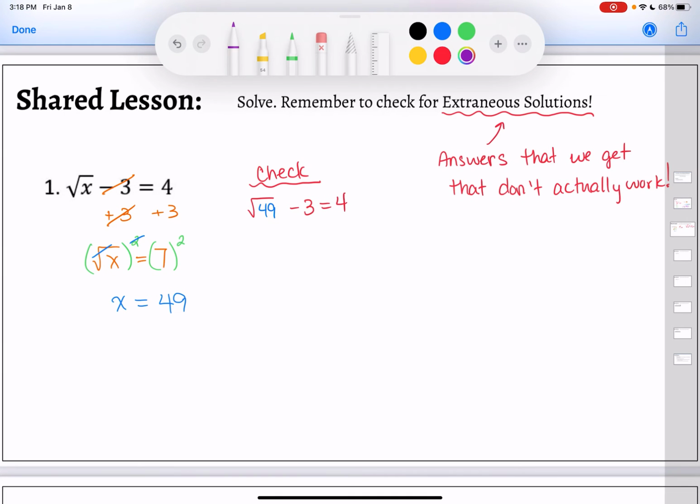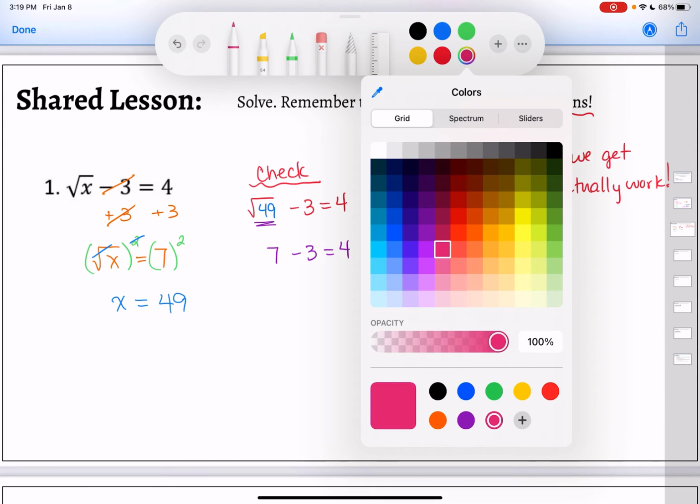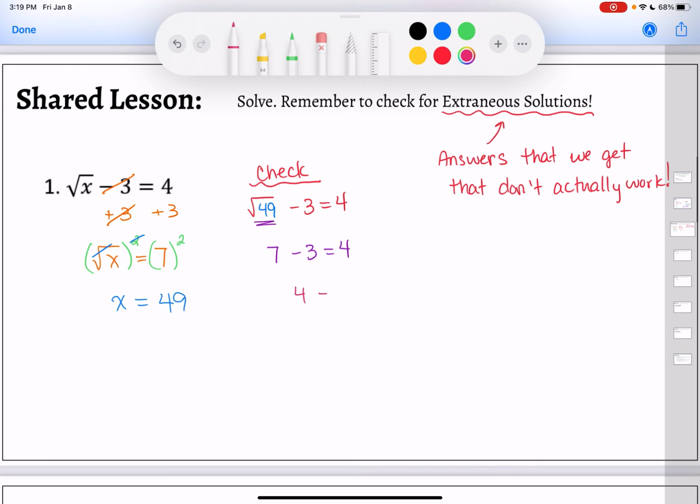So square root of 49 would be the thing that I do next. Square root of 49 is 7. So I'll have 7 minus 3 equals 4. 7 minus 3 is 4. So I have 4 equals 4, which means, yes, this solution is an answer. So I could box it in that x equals 49 is my answer.